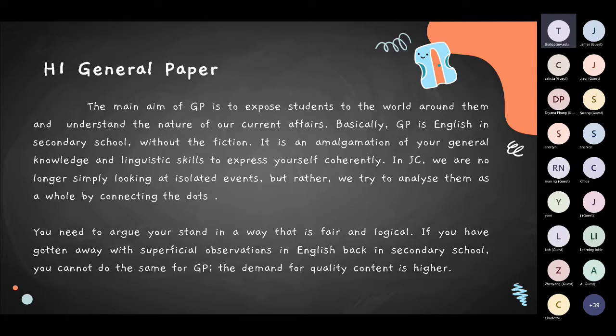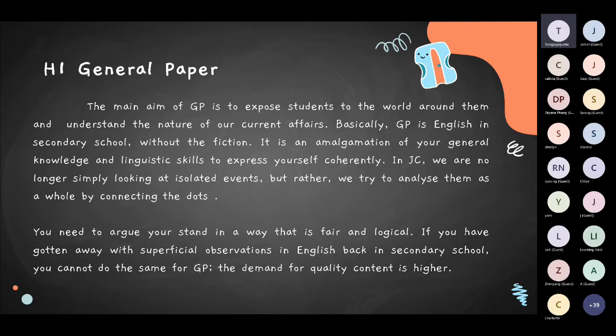fiction. Recently, I've looked up the O level essay questions. I noticed that some of them will discuss a moment when you regretted your actions or something along those lines. But in JC and GP, we don't really have this kind of narrative fictional context. It's mostly argumentative. You're supposed to argue critically about a certain topic. It can be environment, education, politics. So it is basically a mixture of your general knowledge plus your linguistic skills.